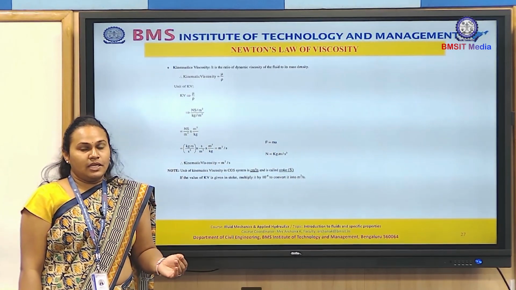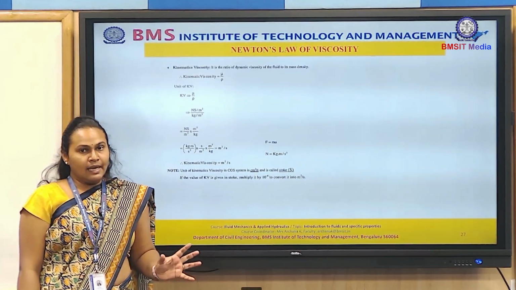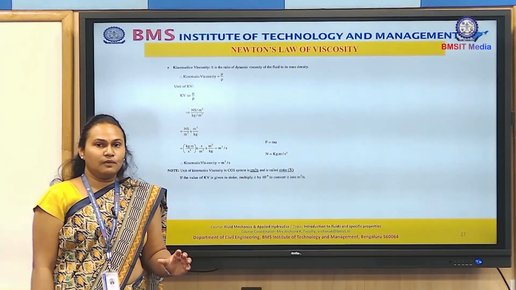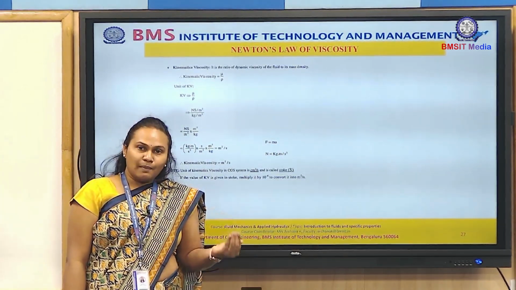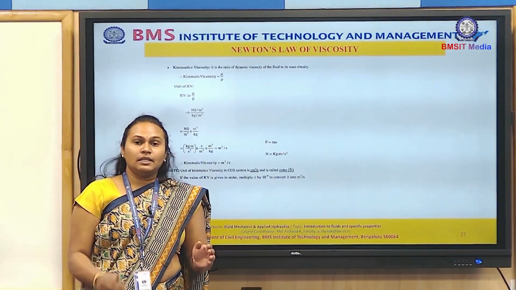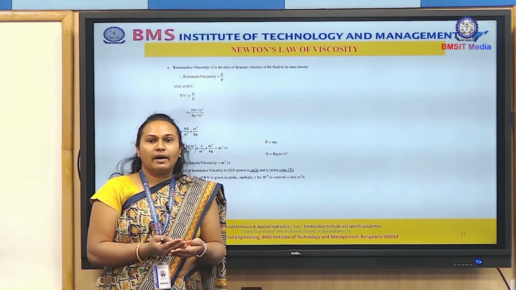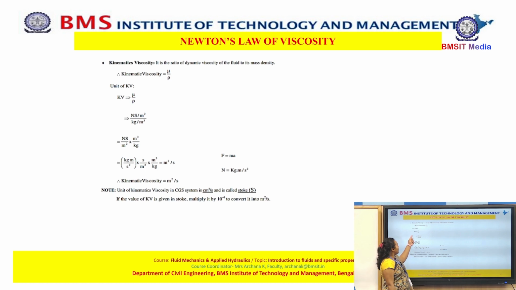Mu, which is dynamic viscosity, deals only with the shear stress and the velocity gradient, while kinematic viscosity will also tell you how the fluid is behaving with respect to the dynamic viscosity and the density of the fluid. The relationship between the dynamic viscosity and the density of the fluid is given by kinematic viscosity. Now, kinematic viscosity is given by mu by rho, but we already know that mu has the unit Newton second per meter square, and rho has the unit kg per meter cube. When you simplify this whole thing, you will end up with the unit for kinematic viscosity as meter square per second.